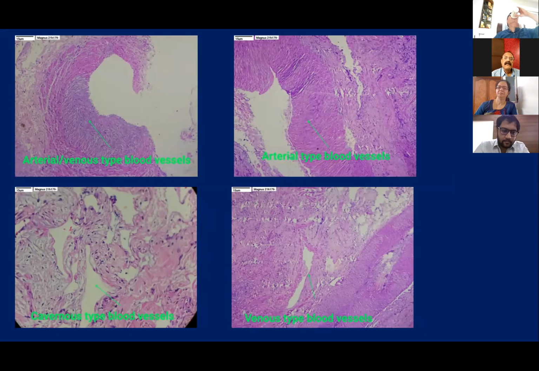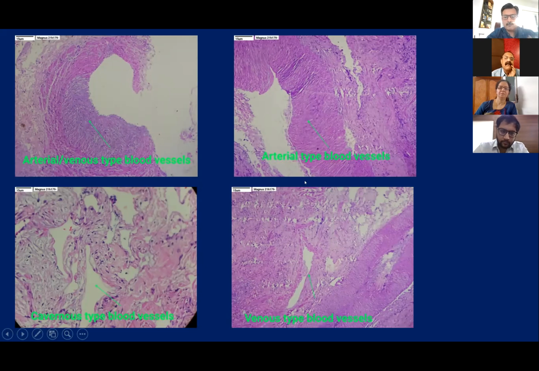So we got a tissue which we were able to process in one block. Not a lot of tissue was there, and different areas were showing vessels of different caliber. If you see the left hand side lower, there are very thin walled blood vessels, and some contain RBCs. So these are cavernous type blood vessels. In the right side lower, you see medium caliber blood vessels with a few muscle bundles. So these are venous caliber blood vessels adjacent to arterial caliber blood vessels.